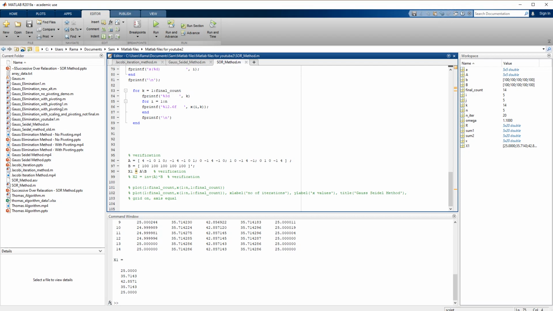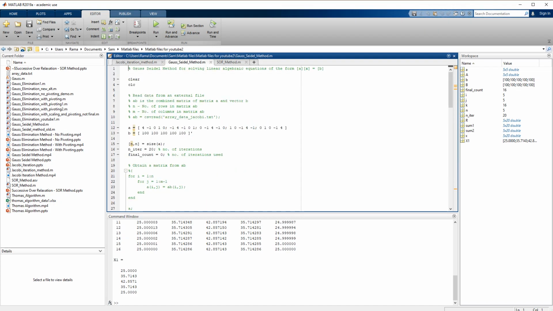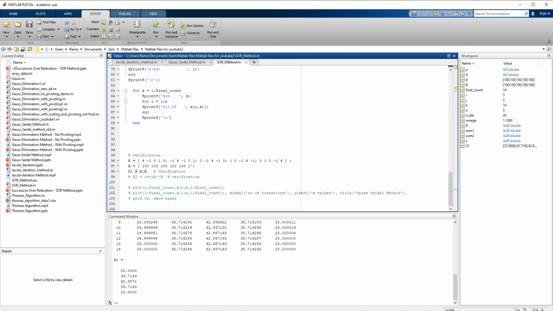Let's run the other methods quickly. When you go to the Jacobi iteration method and run the program, the solution converges in 19 iterations. With Gauss-Seidel, the solution converges in 16 iterations. And with the SOR method, the solution converges in 14 iterations. The convergence criteria remain the same for all three methods. So the SOR method is generally considered more efficient than the other methods, Gauss-Seidel and Jacobi iteration methods.